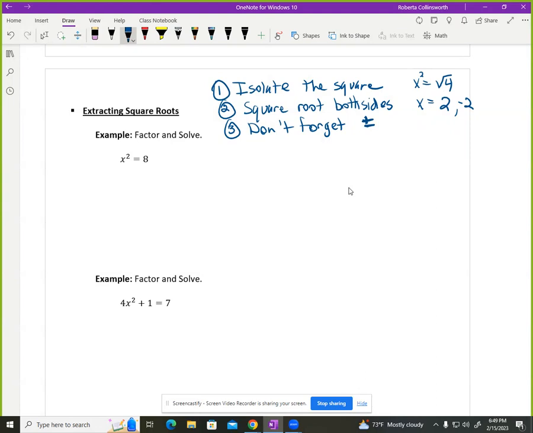The square root of 4 can be negative 2. The square root of 4 can also be positive 2 because 2 times 2 is 4. Negative 2 times negative 2 is also 4. They're both 4.